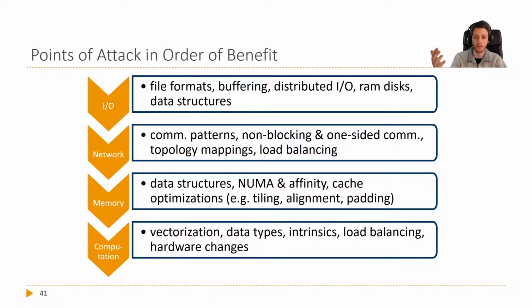Take a look at the topology mappings, how to map your ranks to the actual hardware. Take a look at load balancing, because load balancing usually means you need to exchange data over the network. If you overdo this, then it will outperform the performance gain that you get by doing load balancing in the computation part.